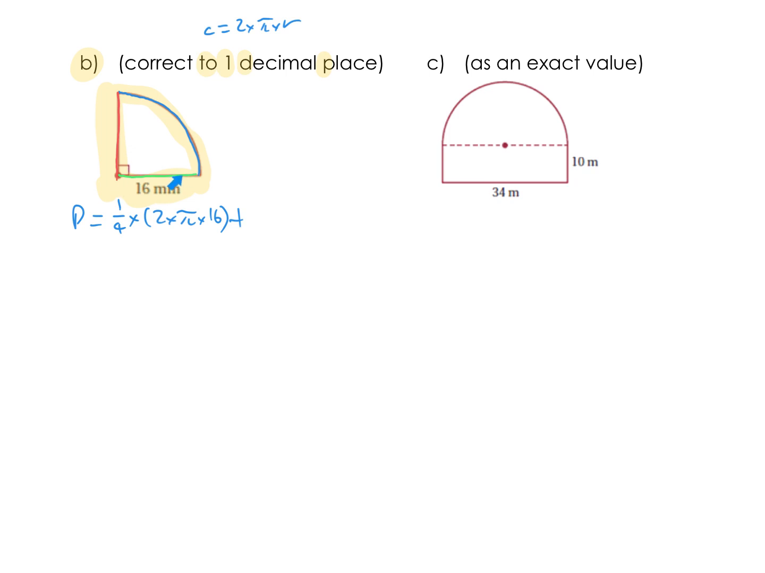If this is 16 and it's a radius, this here is actually also 16. Why is it 16? Because radii, that's the plural of radius, are equal in length. So if this is 16, this has to be 16. Plus, actually I might go change my color a little bit. There we go.